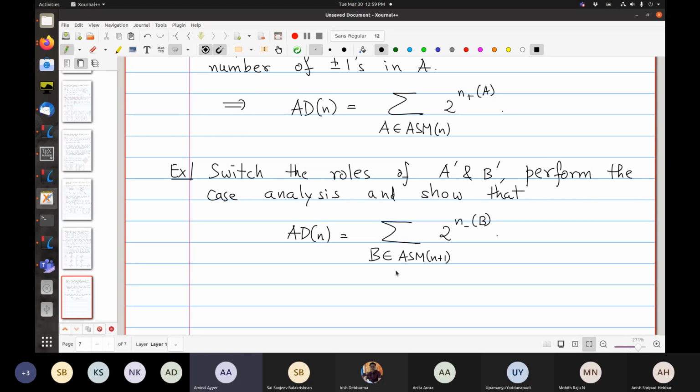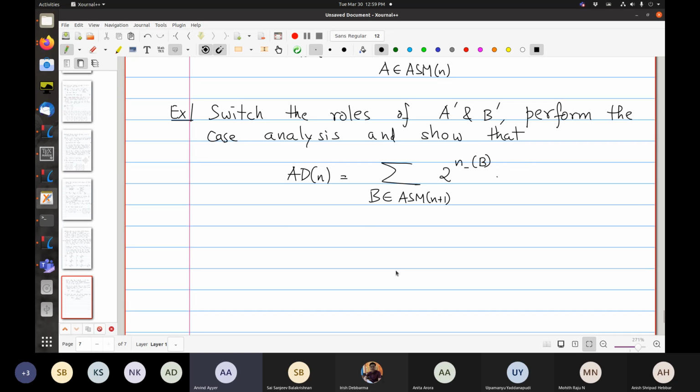Okay, now we are almost done. If I replace n by n minus 1 here, we get AD of n minus 1 is the sum over B in ASM of n, 2 to the n minus of B.